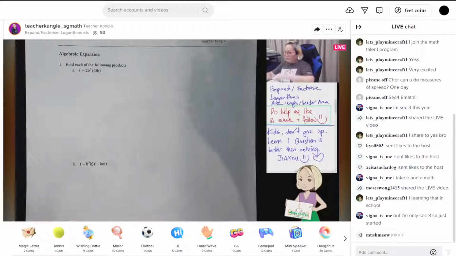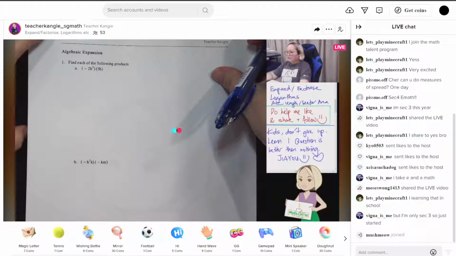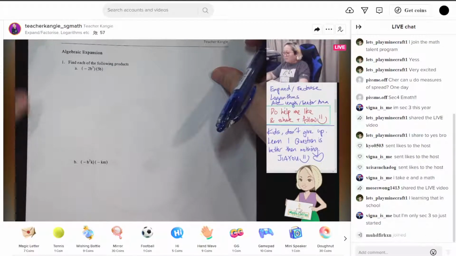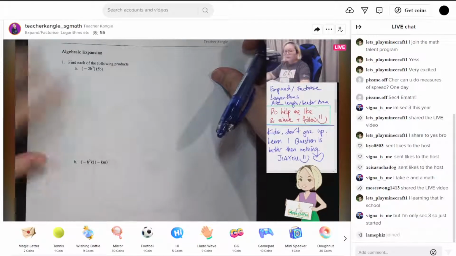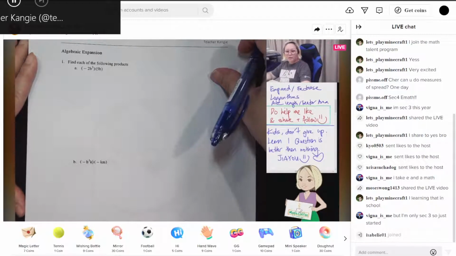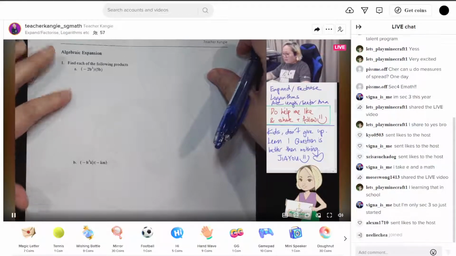So today we will be starting algebraic expansion, which you learned in Sec 2. Here is quadratic expansion, which is the big rainbow. This part is not the big rainbow yet.